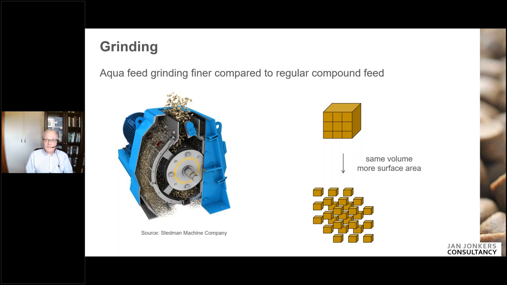It also gives a big benefit for the process. If you look at the right side of this slide, you see that if we grind the product finer, with the same volume we have much more surface area. It means it's easier to process these particles. It's easier to cook them, to gelatinize the starch. It makes things much easier. So grinding is something we can control, and it has a direct impact on the feed quality.